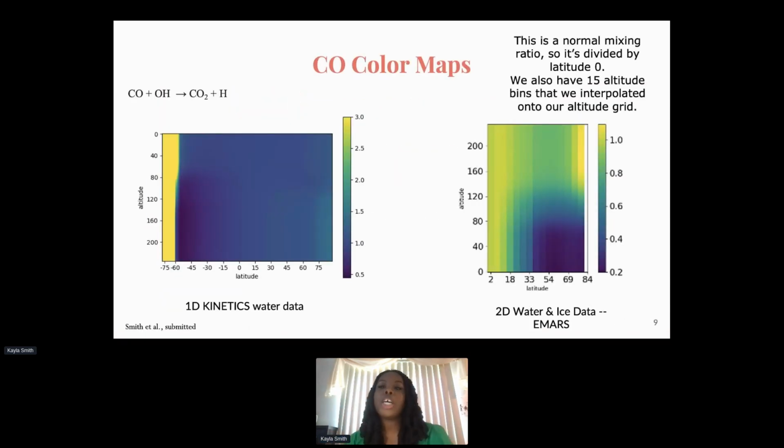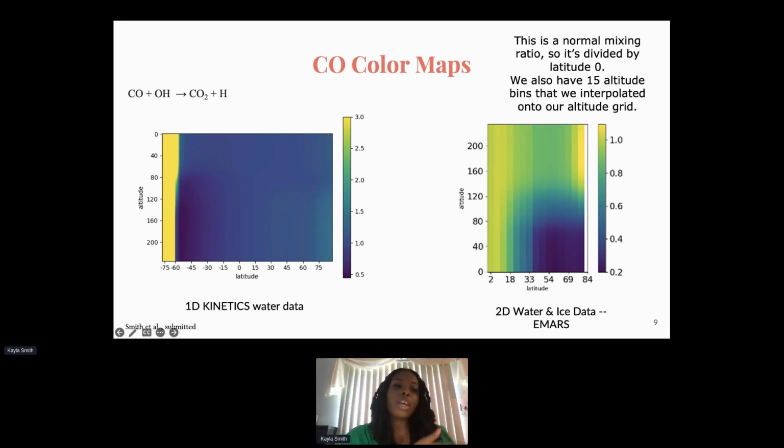Okay, so here are the CO color maps. These maps are the normal mixing ratio, divided by latitude 0. We also have 15 latitude bins that were interpolated onto our altitude grid. We took into account the 2D water and ice data provided by EMARS, which is Gray Bush et al. 2019, and added those latitude bins onto our altitude grid to get a more latitudinal perspective of where these species are actually peaking in the atmosphere.